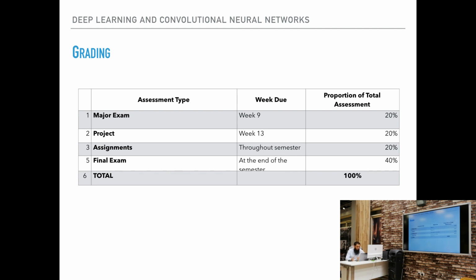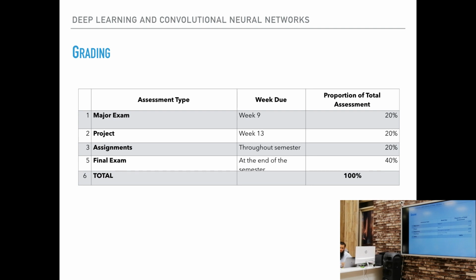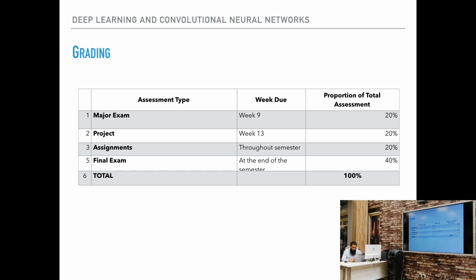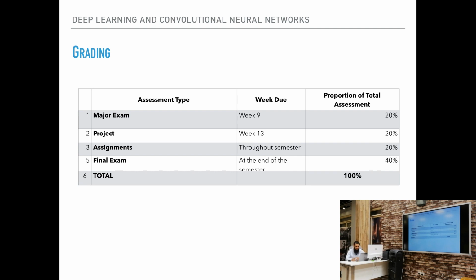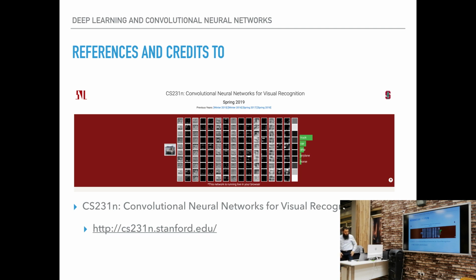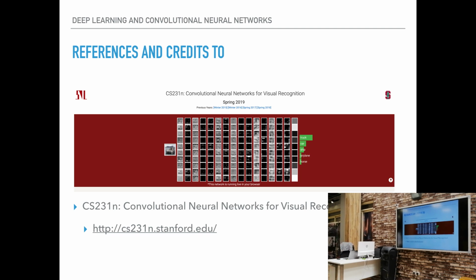So we will have a major exam. You will have different projects, different assignments, practical assignments, and of course at the end we will have a final exam. So this is the grade distribution. Basically you will have 20% for every type of assignment and 40% for the final exam. So let me get started with the course. Do you have any question?